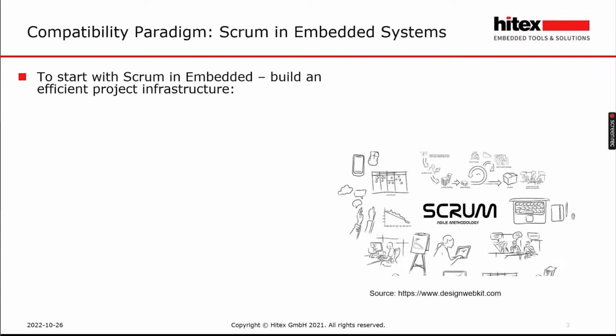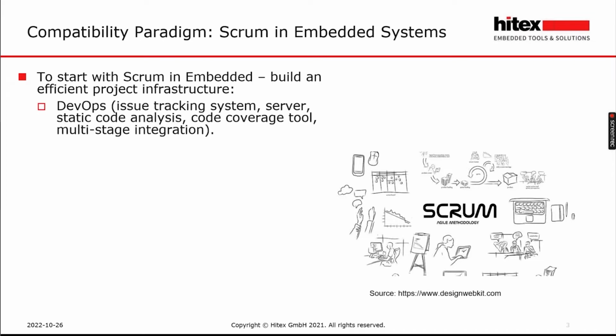But in any case, if you want to manage your embedded system project with software plus hardware development, you must start with efficient project infrastructure. It means think first about your development and operations. Which issue tracking system would you like to select? On which server would you like to work? Which static code analysis tool will be chosen for this project? For the code coverage tool, what percentage of code coverage and branch coverage will you need to achieve? You must decide and calculate everything in advance.